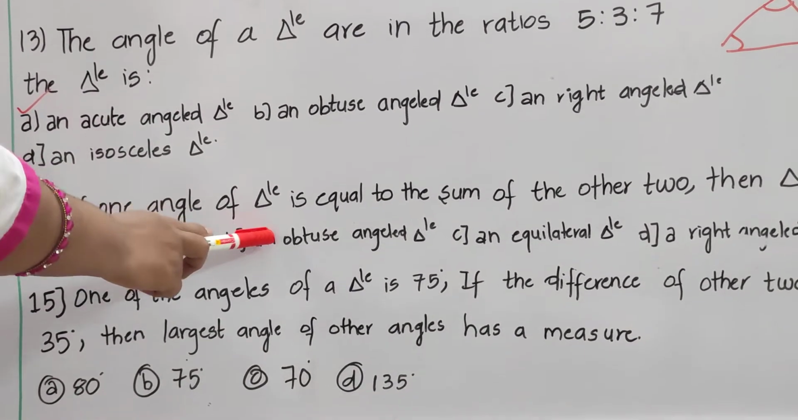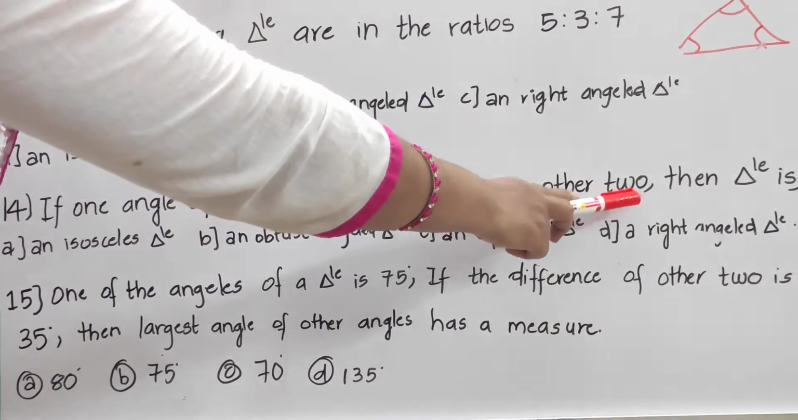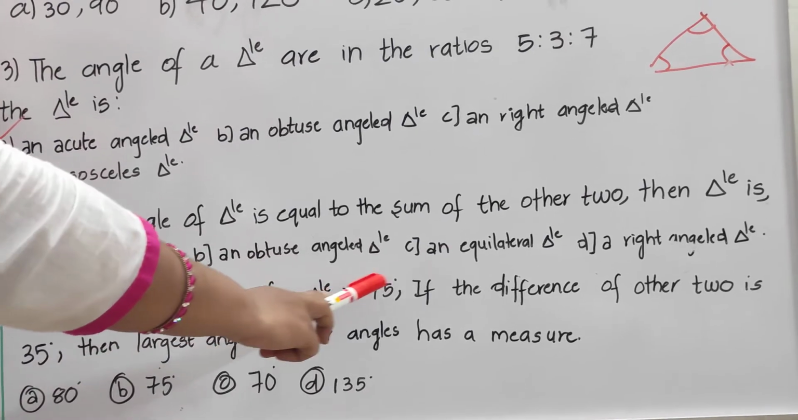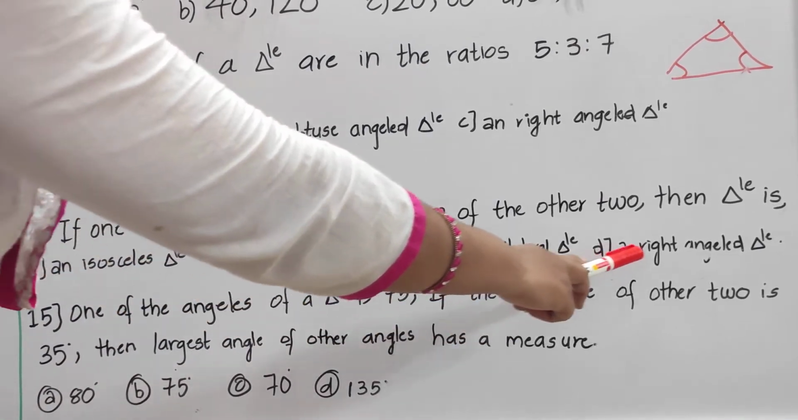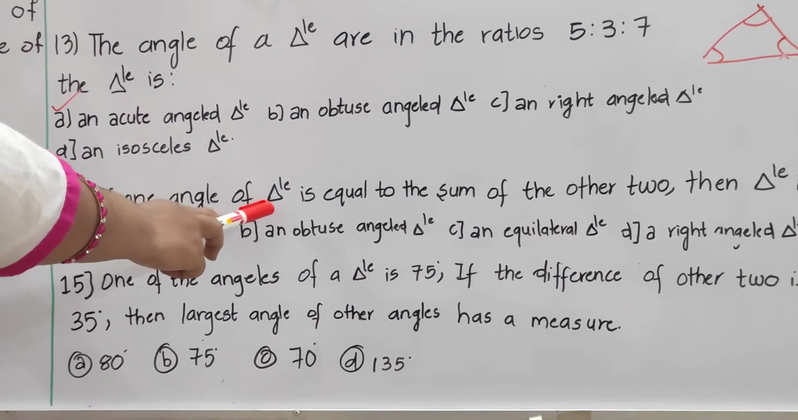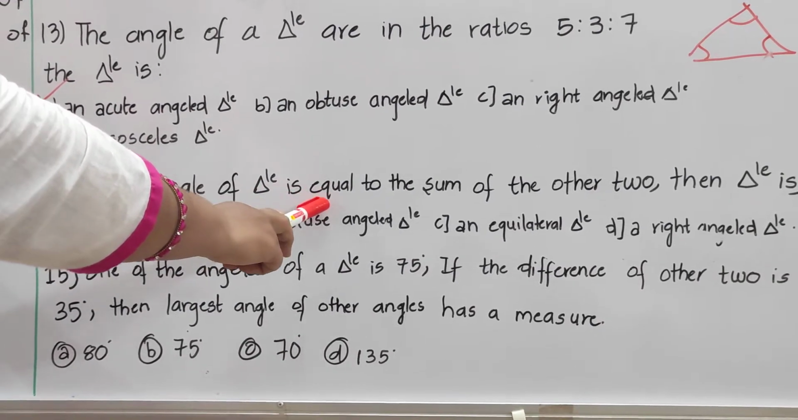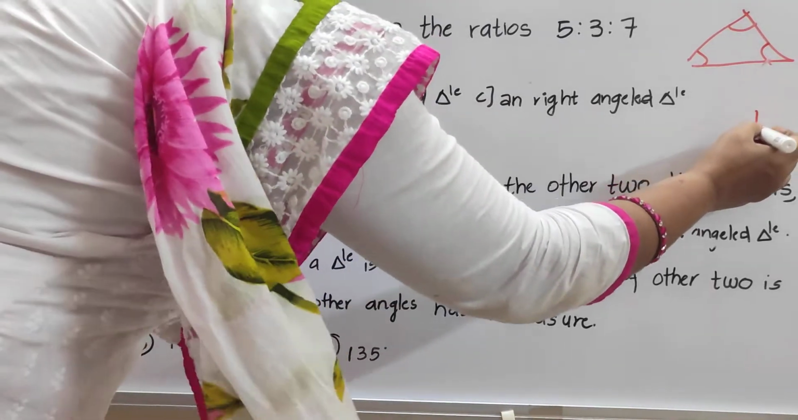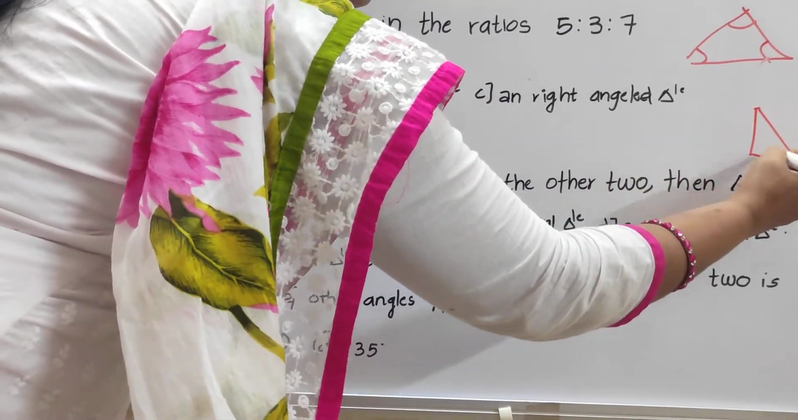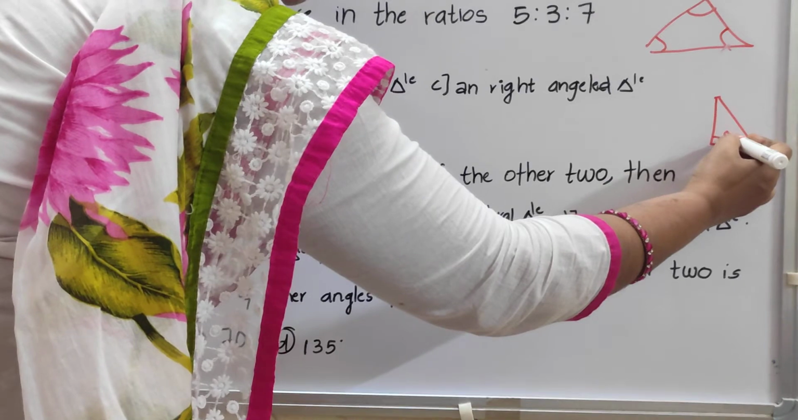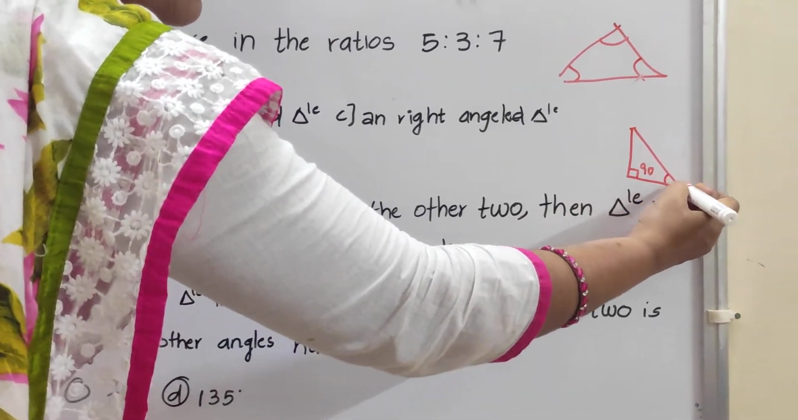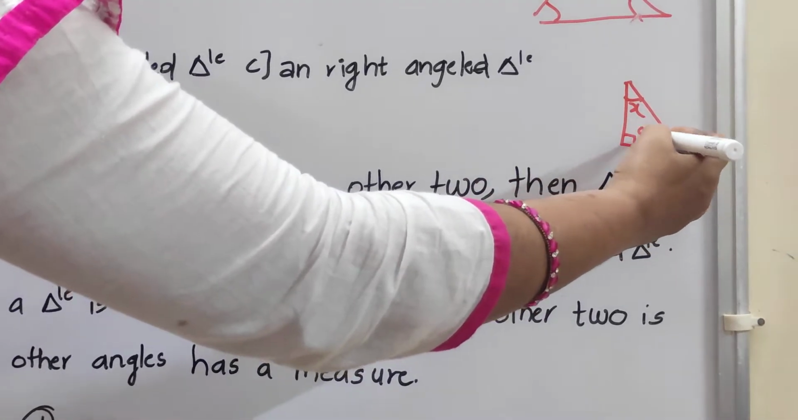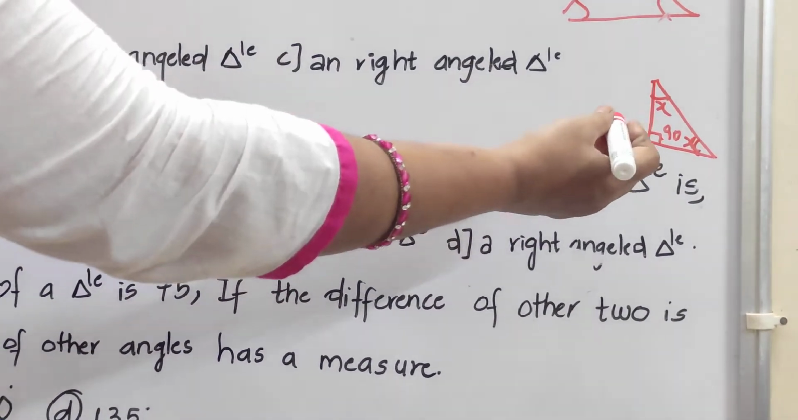If one angle of a triangle is equal to the sum of the other two, then the triangle is an isosceles triangle, obtuse angle triangle, an equilateral triangle, a right angle triangle. See, one angle of a triangle is equal to the sum of the other two. See, here you have the hint. This is a triangle. This is one angle. This is 90. Now you have two other angles. When you add these two, this will be equal. So this is a right isosceles triangle.